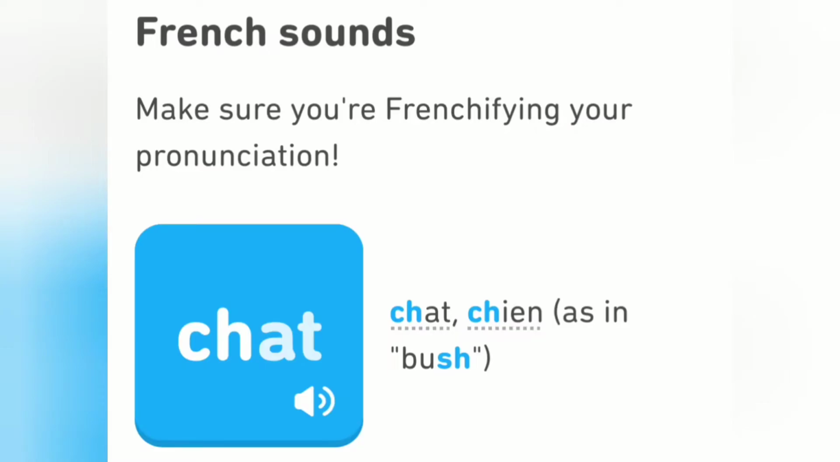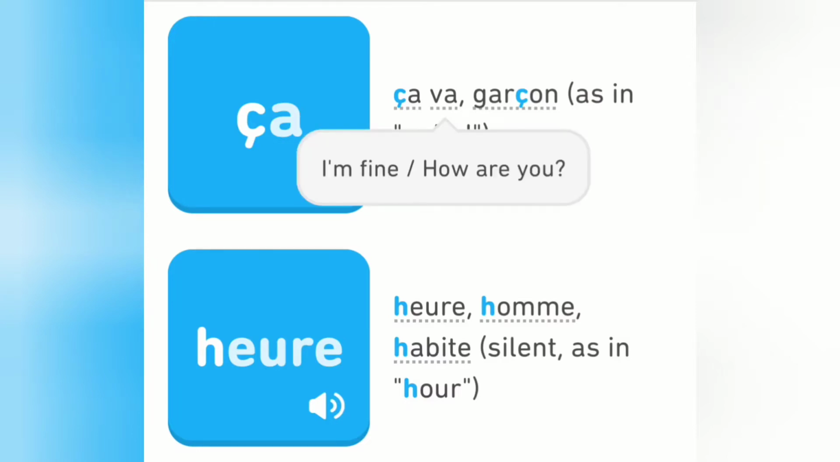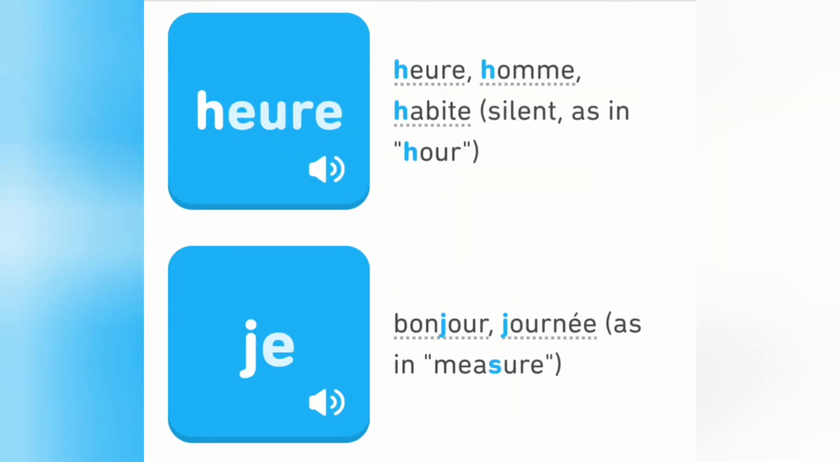So, just a quick reminder, we have to pronounce the words or the alphabet as French sounds it. CH, as in bush, sounds like chat and chien. This alphabet is ç, as in salad. For example, ça va and garçon. H is silent, as in R.